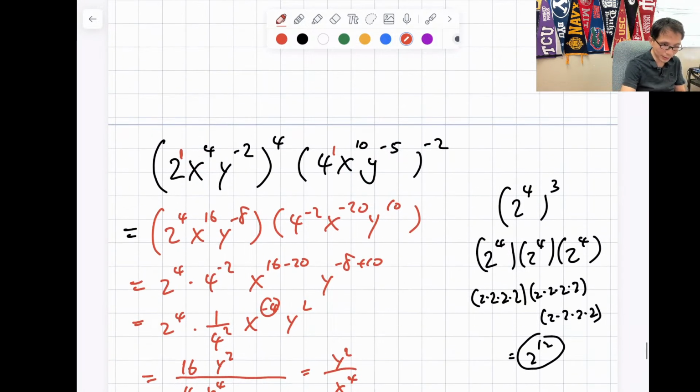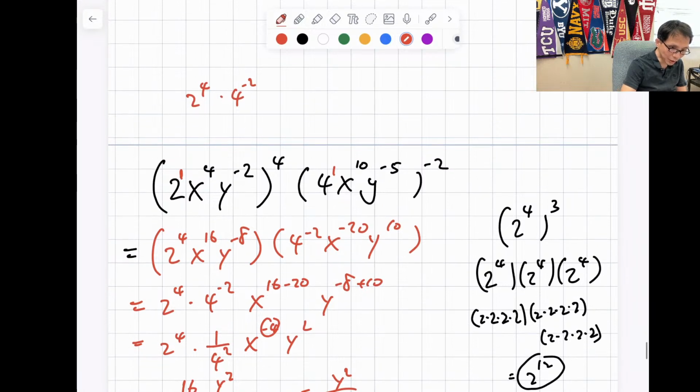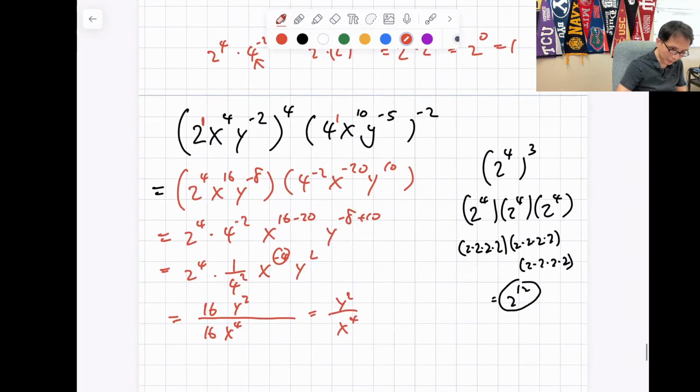Now, what he's saying is this. What if we have 2 to the 4th here and times 4 to the -2? Can I change this 4 to 2 to the 2? Yes, I can. That's going to be 2 times 2 to the 2 power times -2, like this, right? So that's equal to 2 to the 4 times 2 to the -4, which, when the power is the same, is going to be 0, which is 1. And that's how you get 16 over 16 is 1 as well. So this is the final answer. It's y squared over x to the 4th.